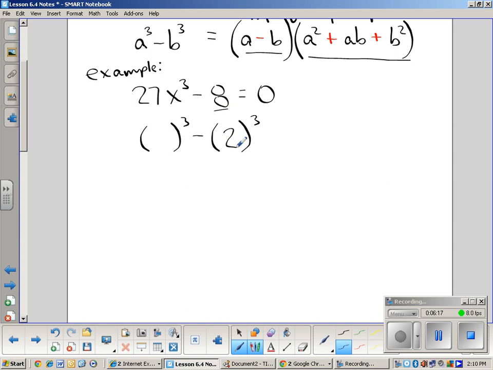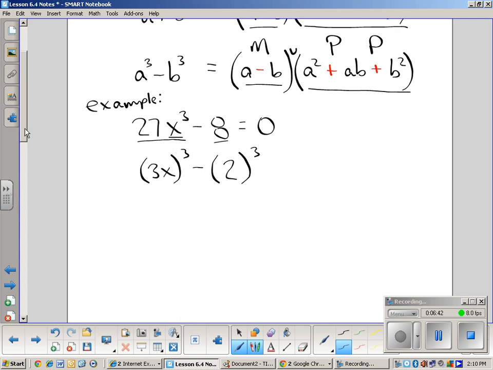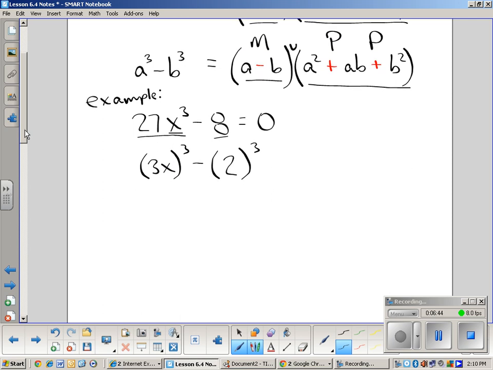What cube gives me 27x cubed? 3. No, it's not. It's 3x. Yeah, I heard someone say 3 right away, but we can't forget the x. It's 3x. If I cube 3x, I get 27x cubed, right? So now I have that model right there. It's all set up for it.